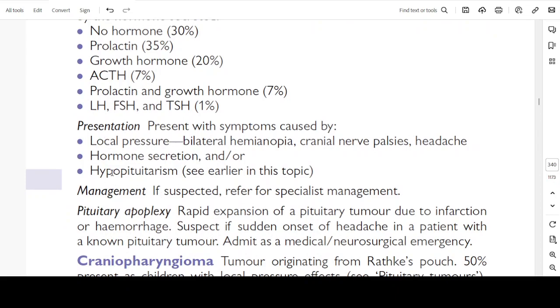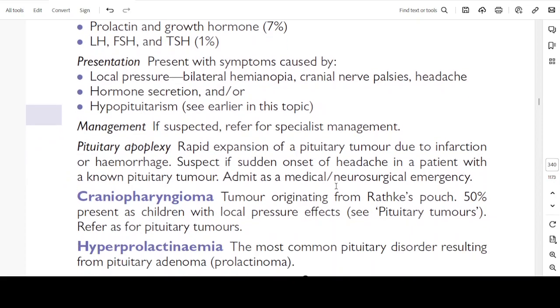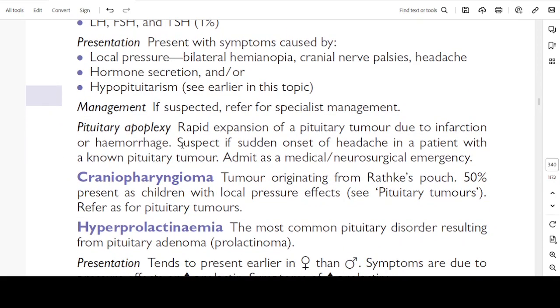So presentation would be because of hypopituitarism or hormone secretions, where some hormones are not secreted or there is increased secretion, like prolactinomas. With local pressure on the optic chiasma, bitemporal hemianopia might be the presenting symptom, or there could be cranial nerve palsies or headache depending upon the involvement in the brain. Management: if suspected, refer for specialist management.